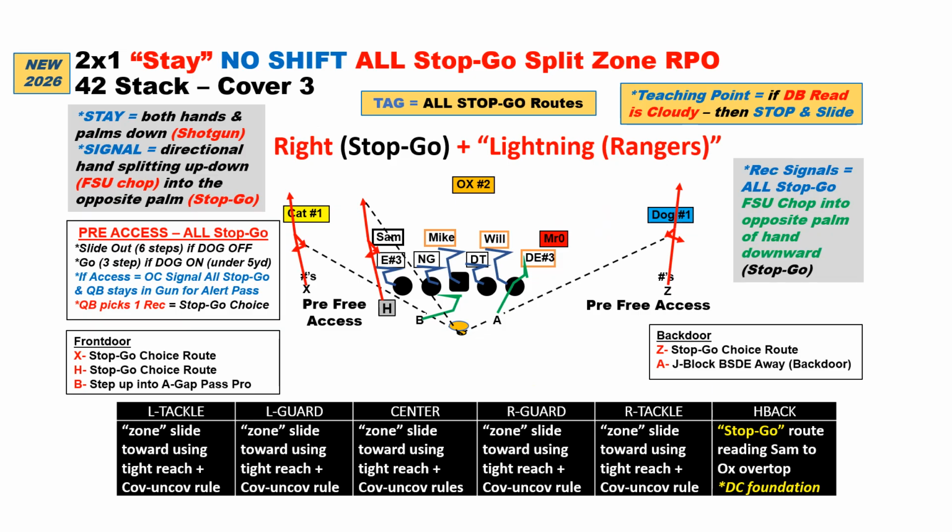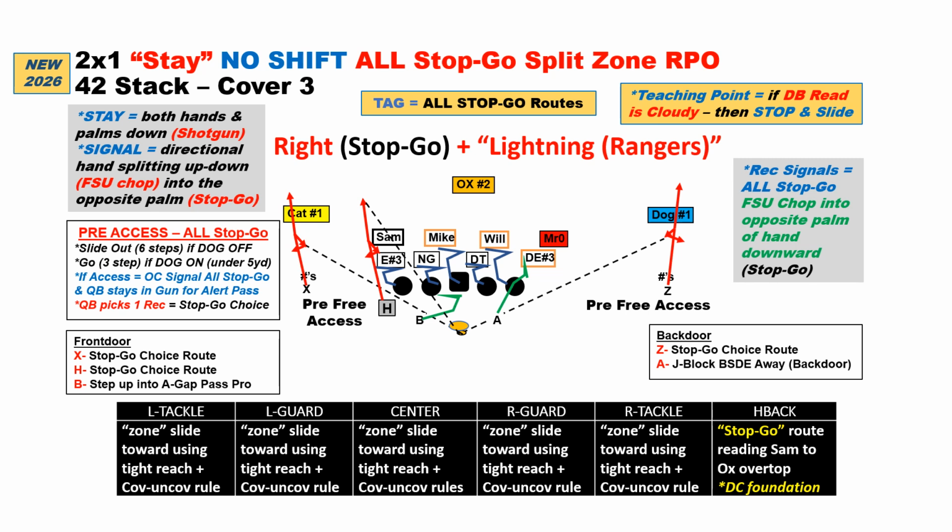Again, we can use the stay call, stay in the shotgun, no shift, and we can use an all stop go tag with our split zone. This tells our receivers now to all run stop goes. Again, the rule is if the DB is deeper than 5 yards, we stop. If he's under that hard deck, then we'll go.